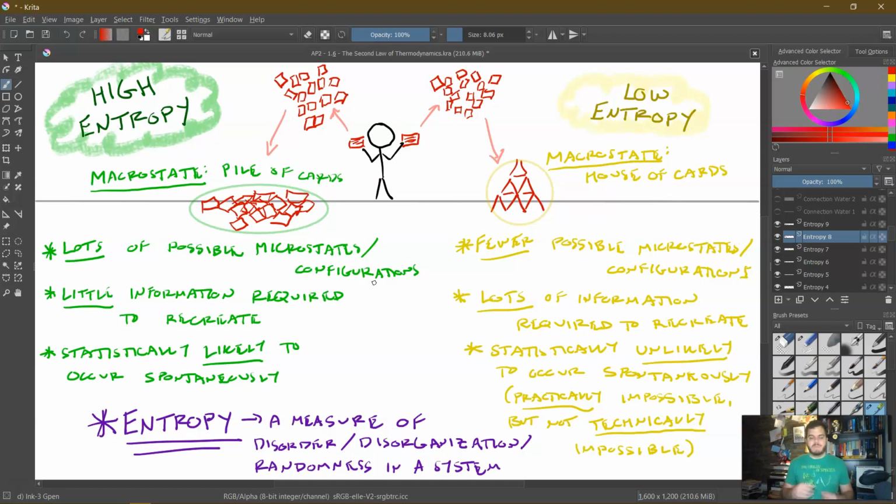Now I want to be careful. Some chemists especially don't like this teaching tool, because it sounds like entropy really only applies to basically thermodynamics and groups of particles.